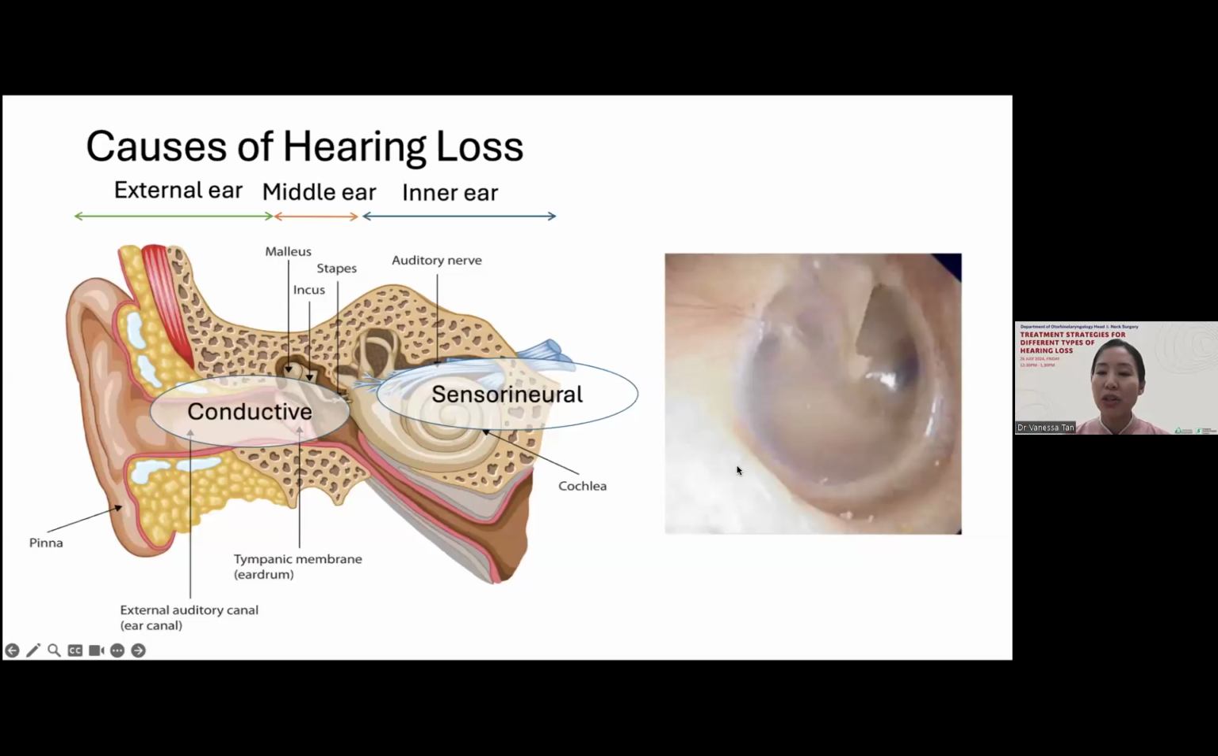This picture on the right shows what a normal eardrum looks like. Our eardrum is transparent, and behind it, you can actually see some of our hearing bones. My pointer is actually pointing at one of the hearing bones here. In a good eardrum, you can see there's also a nice cone of light reflex. So this is a healthy ear.